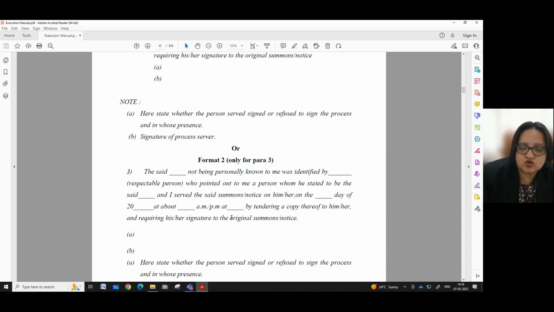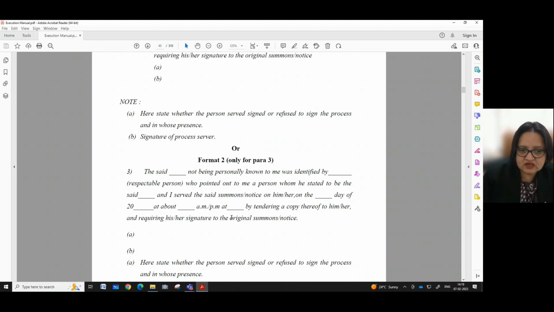Here the process server is to give the time and the place and the date on which this summons has been served upon him, how the summons has been served upon him by tendering a copy thereof to him or her and requiring his or her signature to the original summons.